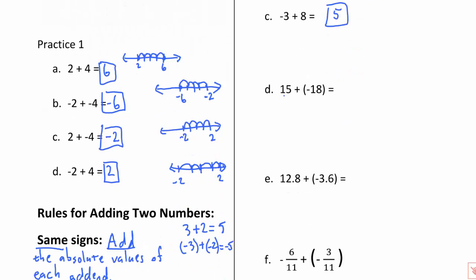Let's look at D now. 15 plus negative 18. 15 is positive, 18 is negative, so they're different signs, so we subtract them. So it's the larger, 18, minus the smaller, 15. 18 minus 15 is 3. And use the sign of the larger number, which in this case was 18, and it was negative, so we keep negative 3.